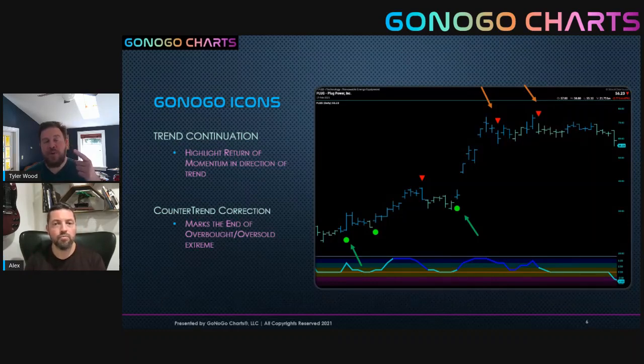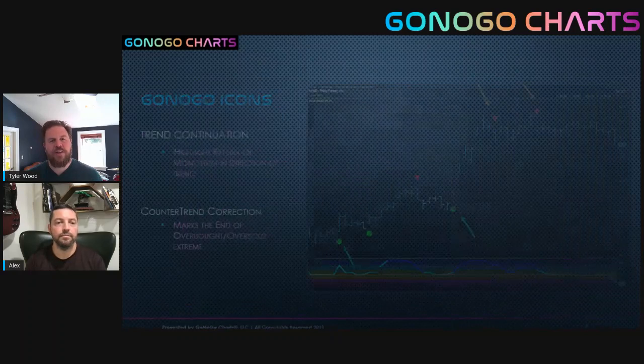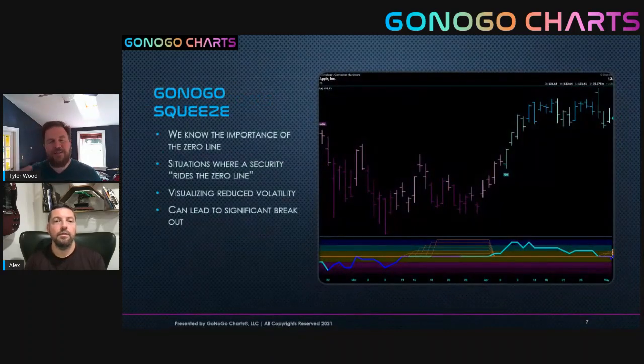Fantastic. We've talked about GoNoGo trend, GoNoGo oscillator, the GoNoGo icons. Let's wrap it up with the fourth indicator in GoNoGo charts, the idea of volatility squeezes. I know there is tons of literature that's been written about this. Alex, tell us a little bit about the GoNoGo squeeze. Absolutely. So volatility was a piece that I also wanted to include.